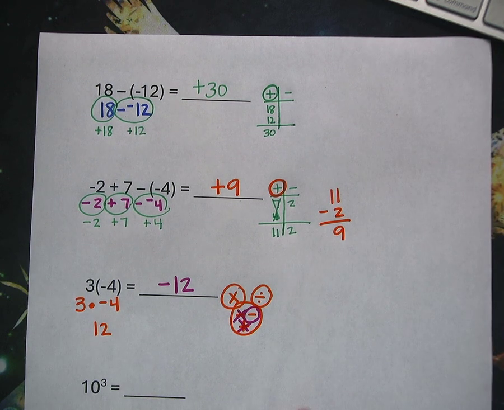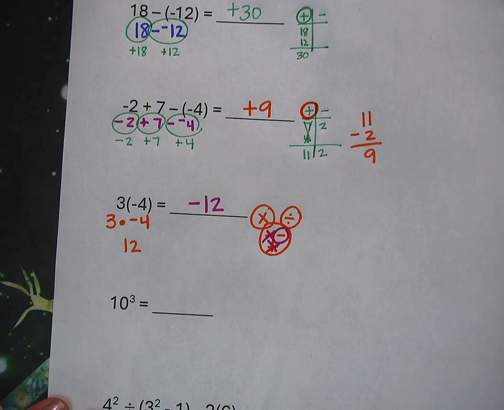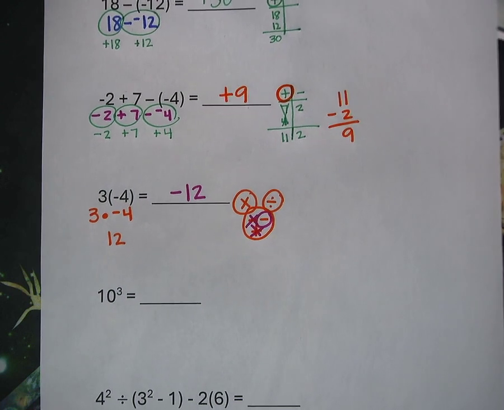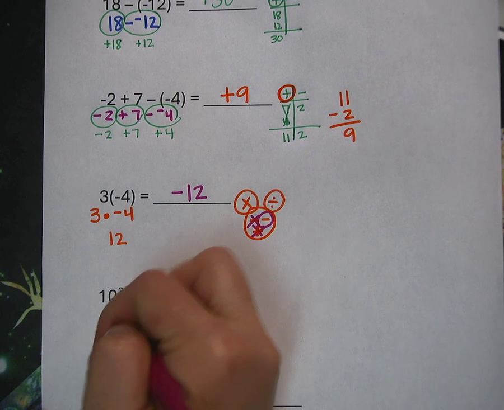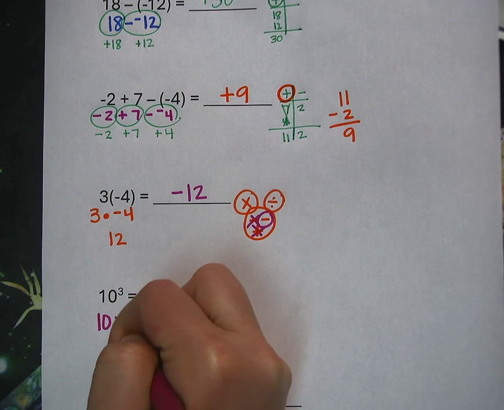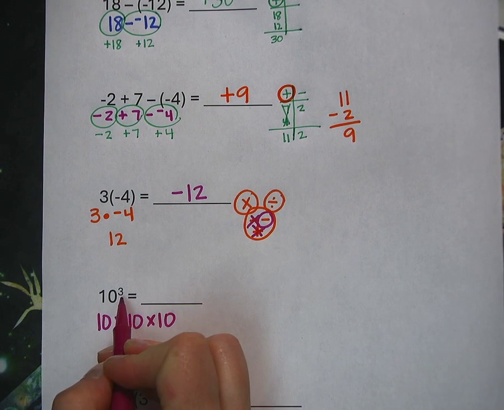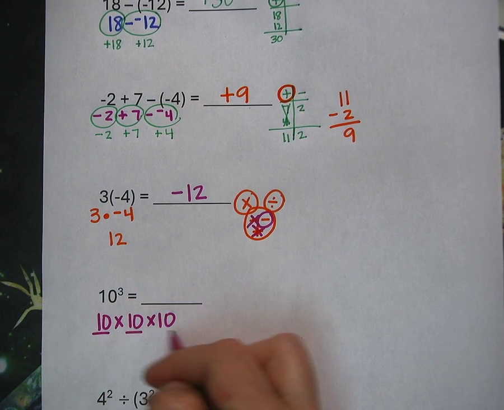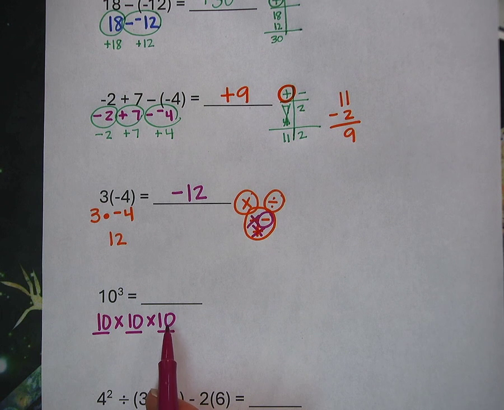All right, our next review is going to quickly be some exponents. So remember, 10 to the 3rd power is not 10 times 3. Okay, it is 10, 3 times. So that is 10 times 10 times 10. So the little number tells me how many times to write the big number. So my exponent told me I needed to write my base 1, 2, 3 times.